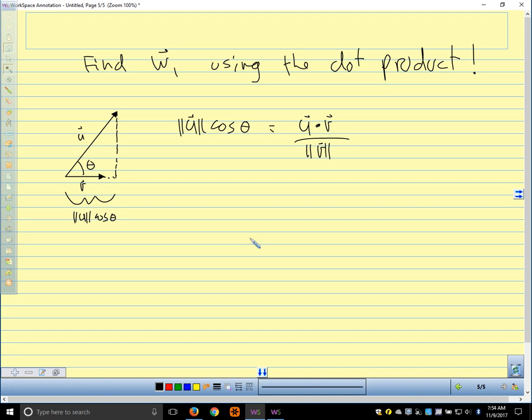Well, we want a vector in that direction, in the direction of V, with this magnitude. Well, how do we find a vector in the direction of V and give it that magnitude? We want to find a unit vector. So a unit vector in the direction of W1, because this vector is W1, is V over the magnitude of V.